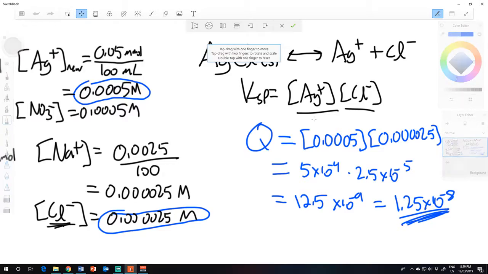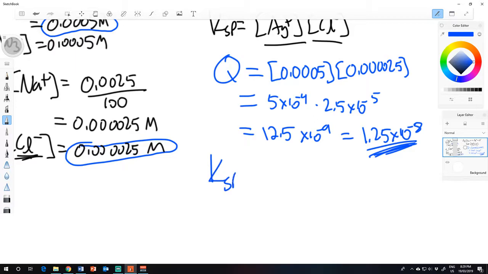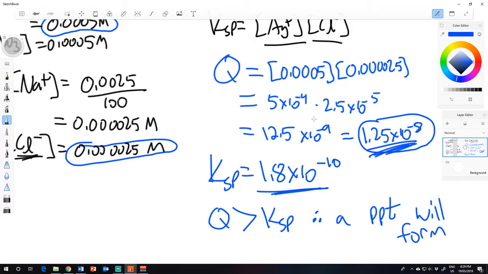Now we check what is the actual Ksp of silver chloride. The Ksp of silver chloride is 1.8 times 10 to the negative 10. There's the actual Ksp. There's our trial ion product. Q is greater than Ksp, so a precipitate will form. There we go.